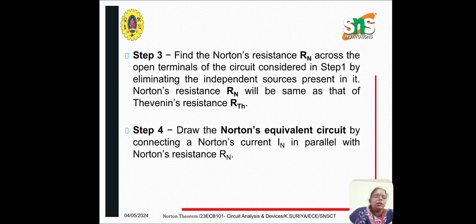So for finding out the Norton's current IN, we will be short circuiting the load resistance and then finding out the current. Then in order to find out the RN, the same way as we did in the Thevenin's theorem, we will be open circuiting the load resistance and short circuiting the voltage source or open circuiting the current source, and you will be looking back the resistance from the point AB to find out the equivalent resistance. So Thevenin's equivalent and Norton's equivalent resistances are the same.